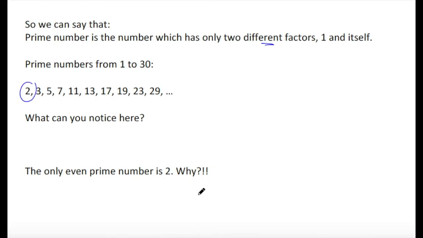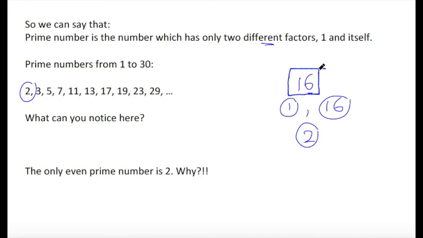Of course, for any other even number, you will find 2 as one of its factors. So now at least it has 1 and itself, and also it has 2. For example, 16 has 1 and 16 as improper factors, like any number. But because 16 is an even number, 2 is one of its factors. So now at least we have 3 factors for 16, so it cannot be prime.